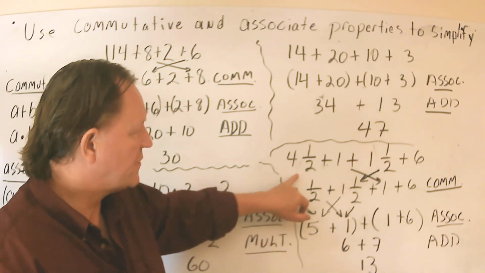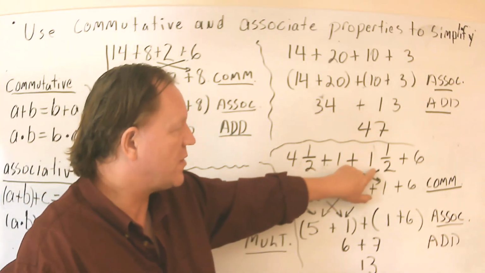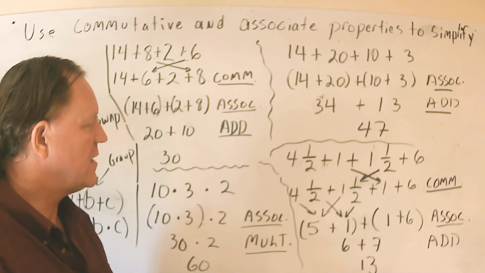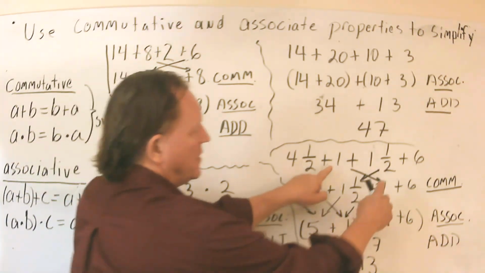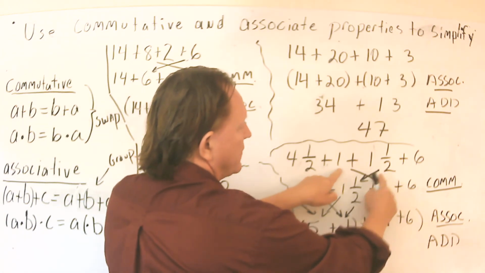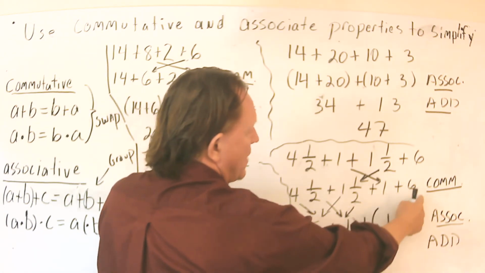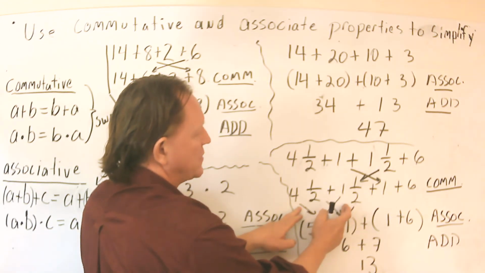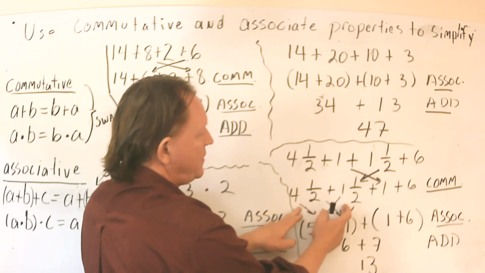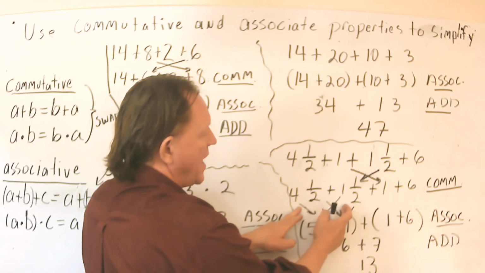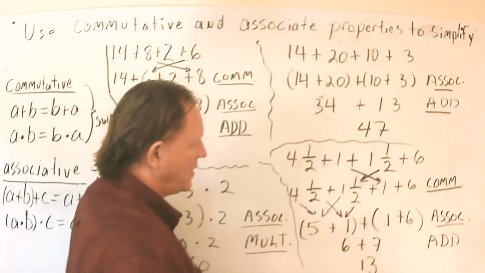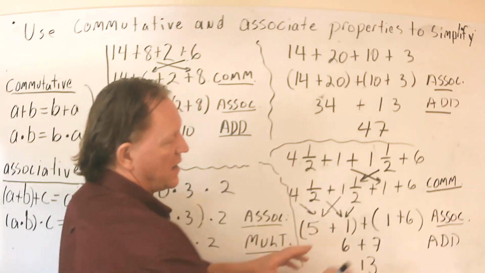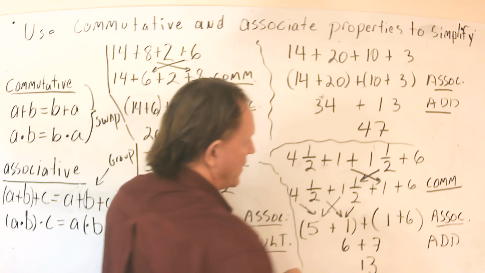4 1/2 plus 1 plus 1 1/2 plus 6. Well, I decided right here I would go ahead and swap the 1 and the 1 1/2. The commutative property is swapping them, changing their place. That way I can get the mixed fractions together. And so I have 4 1/2 and 1 1/2. And I'm going to go ahead and use the associative property and associate the 1 and the 6 over here.